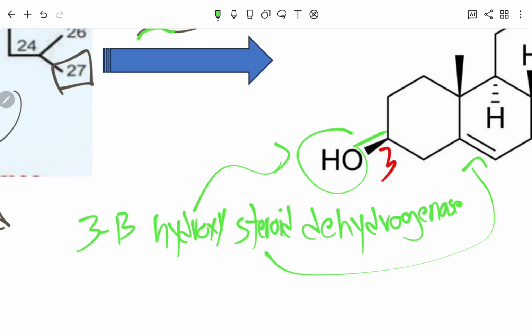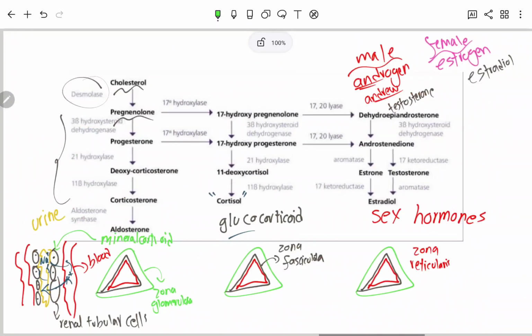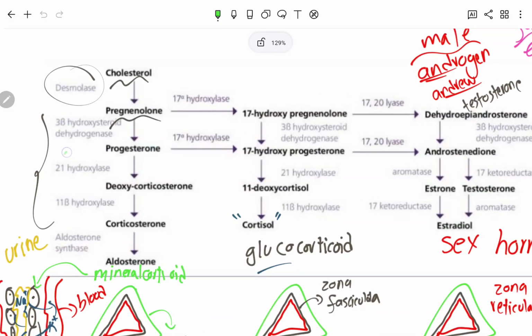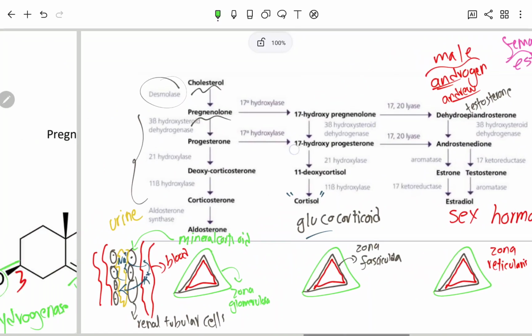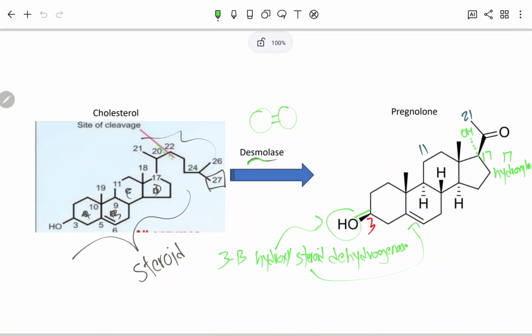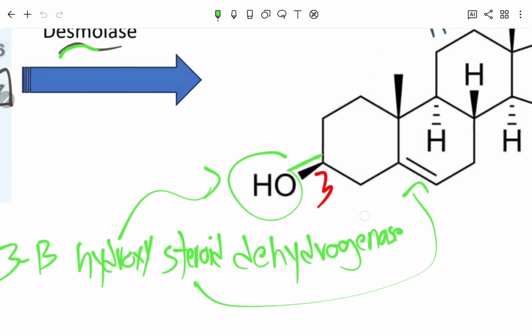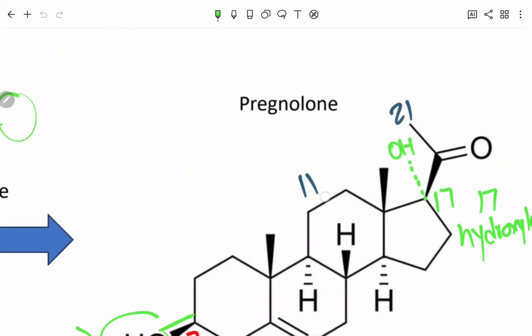And please bear in mind that this step is very essential. It occurs in all the biochemical pathways of corticosteroid synthesis. We can find it right here, right here, and right here. Now, I should have written the 3-beta hydroxysteroid dehydrogenase in red in order to emphasize its importance. However, it doesn't really matter. The color doesn't really matter.